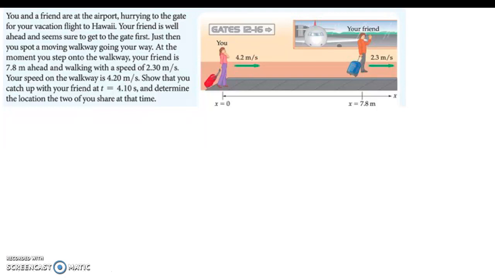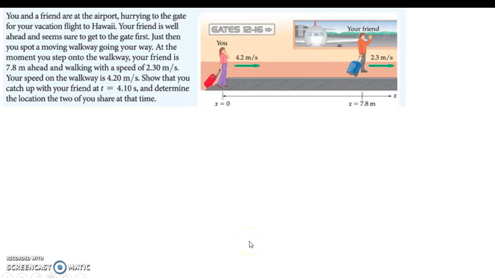You and a friend are at the airport hurrying to the gate for your vacation flight to Hawaii. Your friend is well ahead and seems sure to get to the gate first. Just then you spot one of those moving walkways, and you decide, hey, I'm going to hop on this walkway. Your friend is 7.8 meters ahead and walking with a speed of 2.3 meters per second. Your speed on the walkway is 4.20 meters per second. Show that you catch up to your friend at t equals 4.10 s and determine the location the two of you will share at that time.